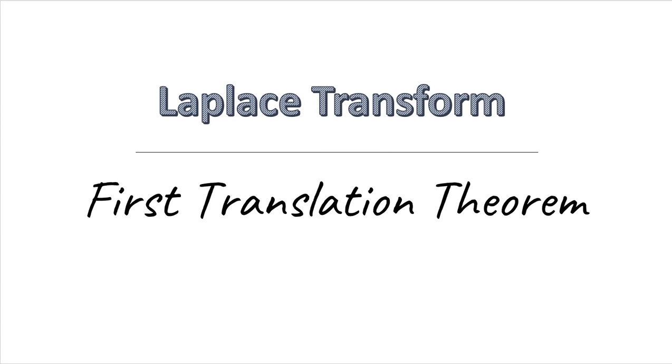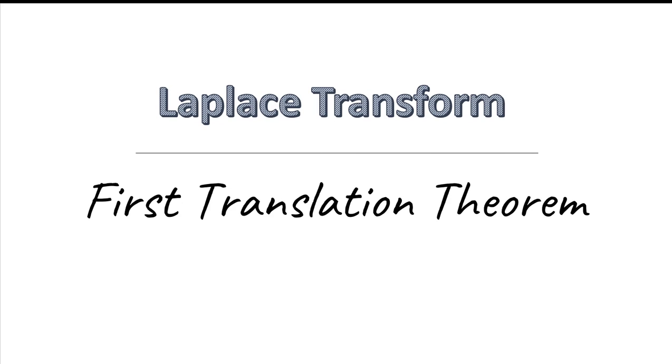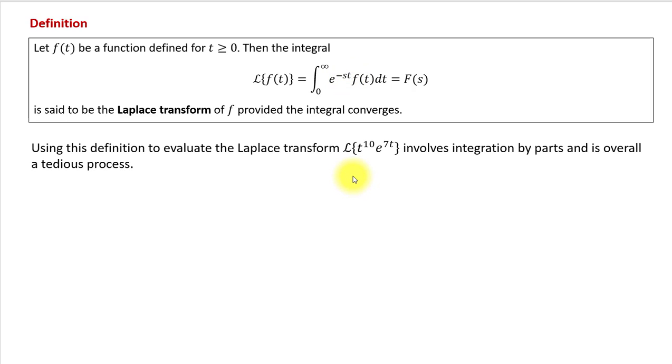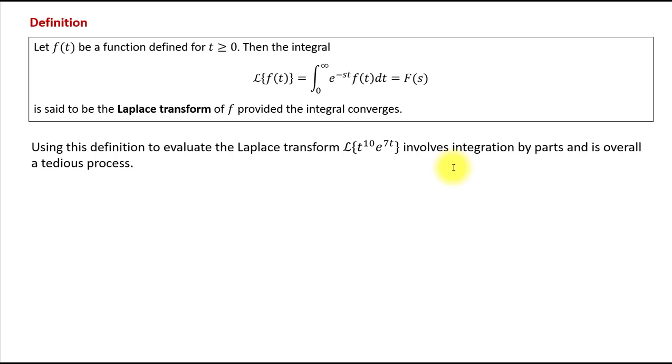Hi everyone! In this video, we're going to learn about the first translation theorem that simplifies the process of finding the Laplace transform of certain functions. First, let's refresh the definition of the Laplace transform. Remember, it's an improper integral that we apply to the given function multiplied by the function e to the power negative st. And for example, if we decide to use this definition to evaluate the Laplace transform of the function t to the power 10 multiplied by e to the power 7t, then we have to repeatedly perform integration by parts. And that becomes a pretty time-consuming and tedious process.